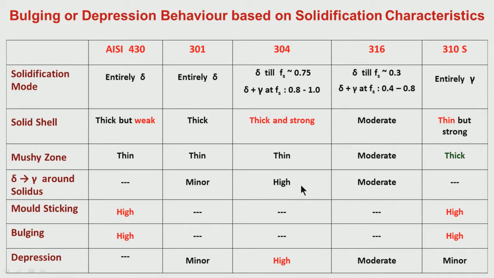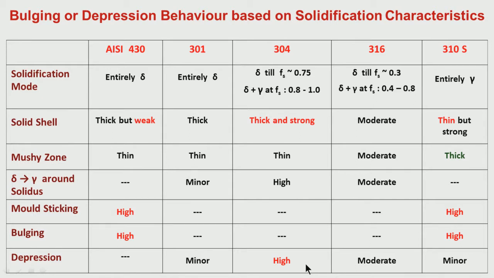So, these will have implications on the solidification characteristics and crack formation. Here also the mushy zone is relatively thin, because initial solidification is to delta, but the depression tendency is very high, because delta to gamma is taking place in the crucial brittle temperature region. So, depression tendency is high, and there is no mold sticking or bulging.